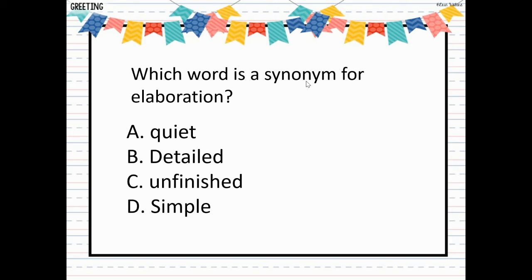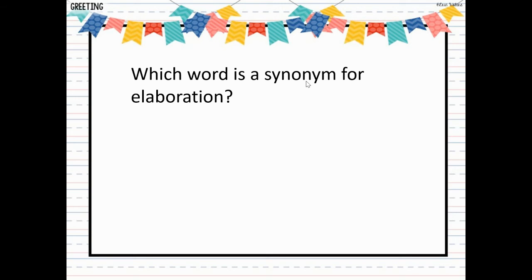Which word is a synonym for elaboration? So think about that word. We talked about it this week. Synonym, is it quiet, detailed, unfinished, or simple? The synonym for elaboration is detailed. Remember, an elaborate story having lots of details and parts.